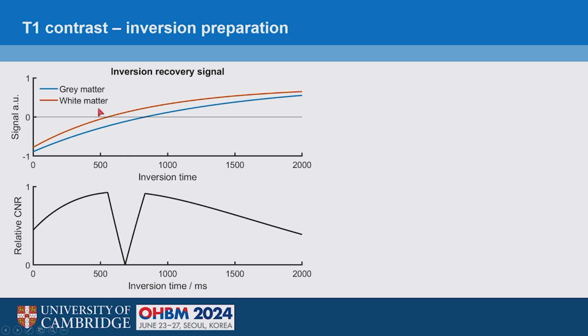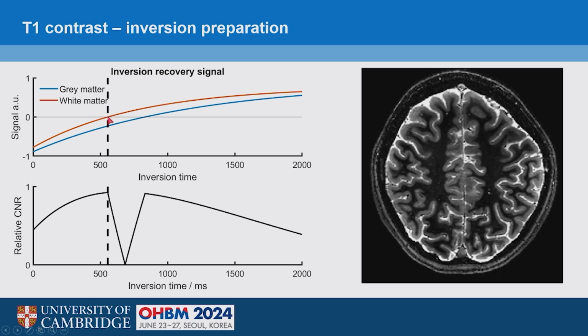If I choose the time, for example, over here, where the white matter signal is 0, then that's completely dark in the image, and we won't see the white matter. We still see the grey matter, so it gives us some contrast between them so that we can see the shape of the brain and the anatomy.